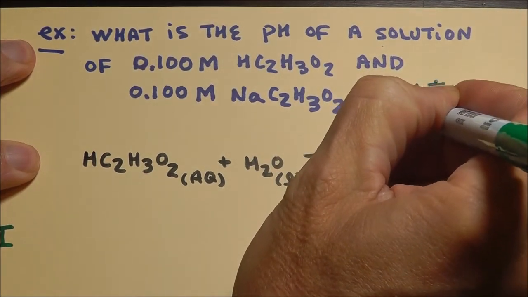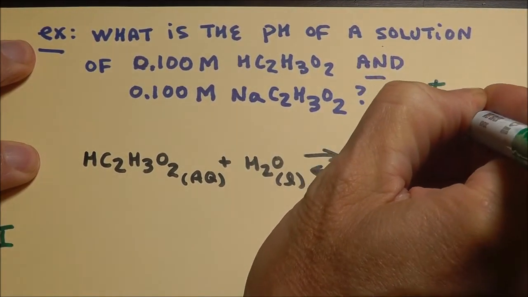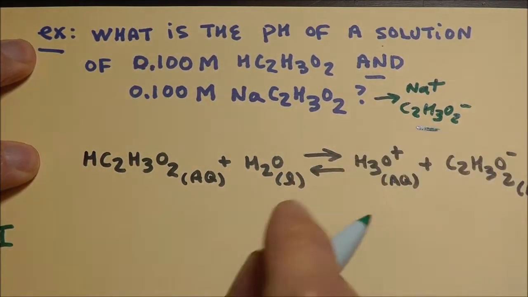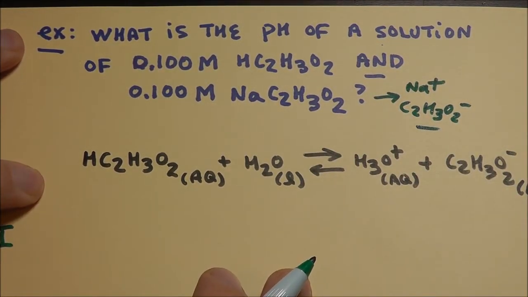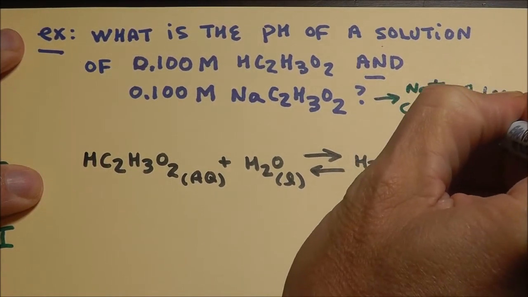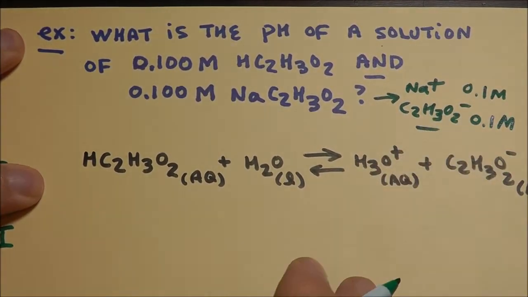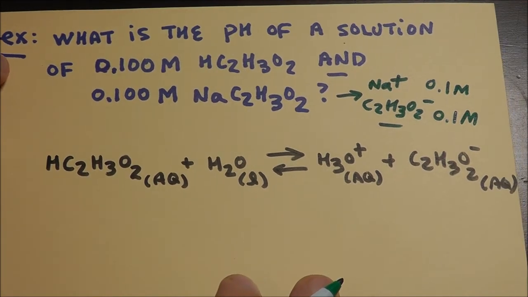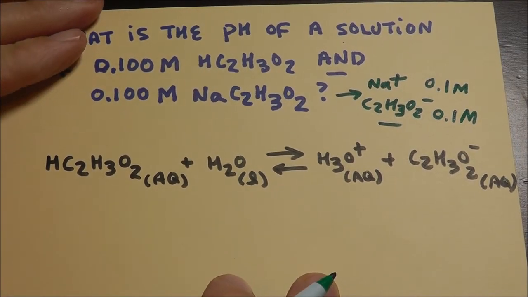But then the real important part of the buffer, the other half that's important, would be the acetate ion. So this would really be 0.1 molar in each. We're only going to pay attention to the part of the buffer that really is doing the acid or base neutralizing. So now this is going to look weird.